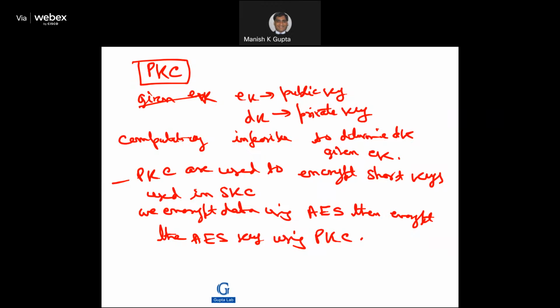So it is computationally infeasible to determine DK given EK. Okay. So that is the requirement of the system. Public key crypto systems are used to encrypt short keys used in symmetric key cryptography. As I mentioned, symmetric key cryptography such as DES or AES can be used. So DES and AES are used for encrypting data. Those ciphers are used for encrypting data, and the key is encrypted using a public key crypto system. So this is the common trend. For data you use ciphers, AES, DES, whatever, and the key is encrypted using public key. So this is the common difference.